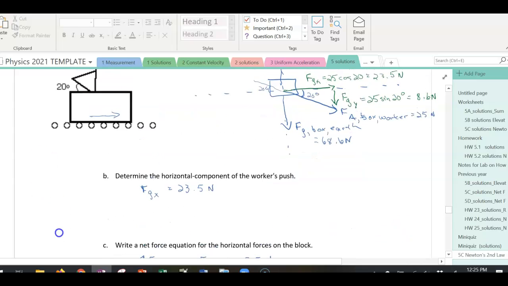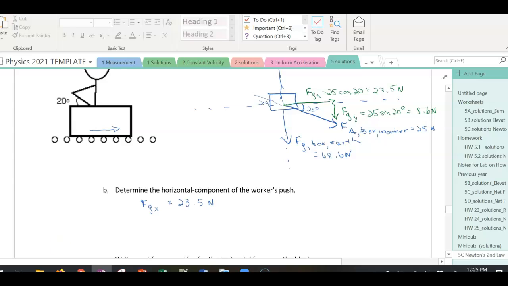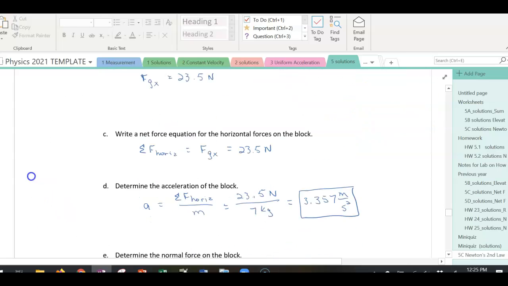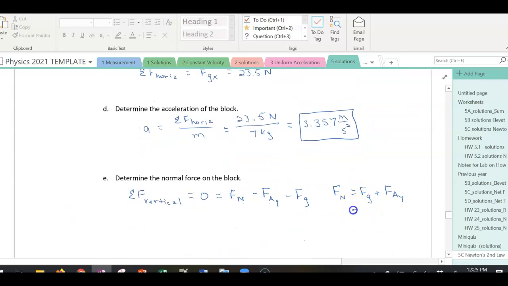And so I could find that out. It's going to be 68.6 plus 8.6. And so it would be 77.2 newtons. In other words, this box was not moving in the vertical direction, so there had to be as much force pulling up on the box as there was pushing down on the box.